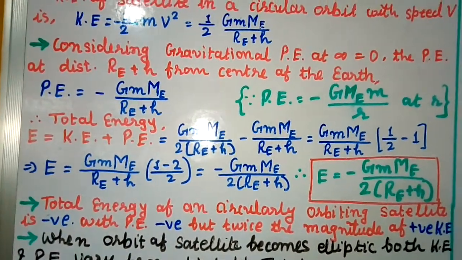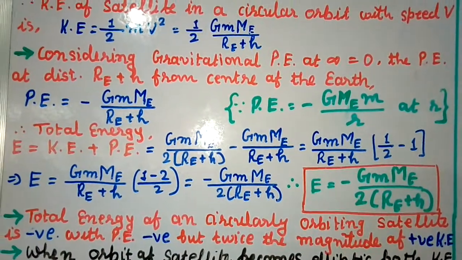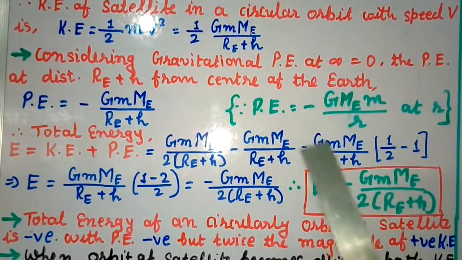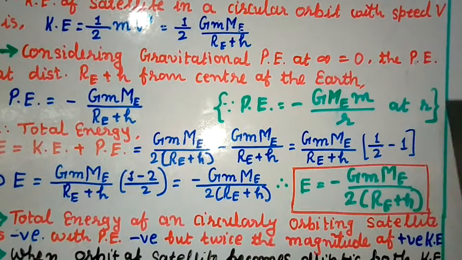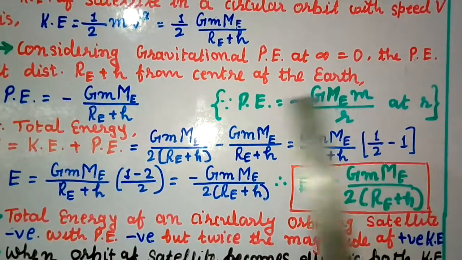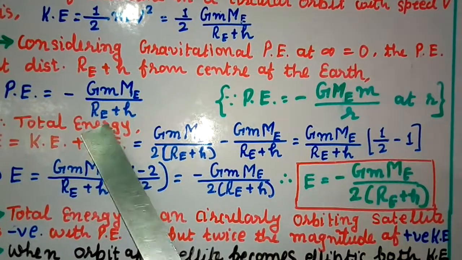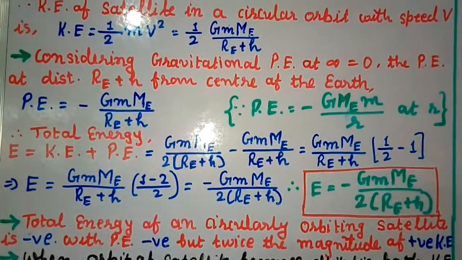Now I am writing this from the formula which we have derived before, that at a distance of r the potential energy of any object of mass m is given as potential energy equal to minus GMe by r. Now this is at distance r and this is at distance Re plus h, so this r is replaced by Re plus h. So this is the potential energy, this is the kinetic energy.